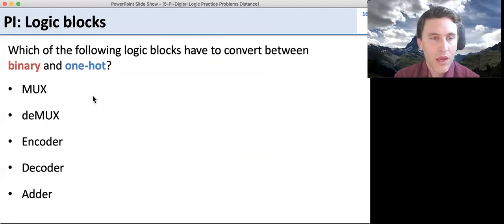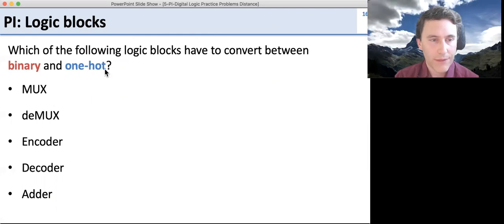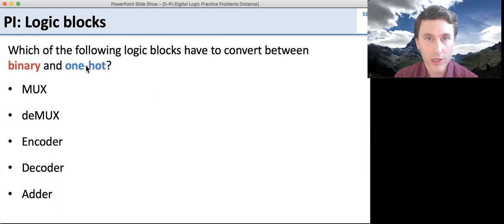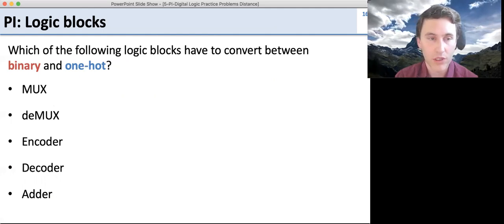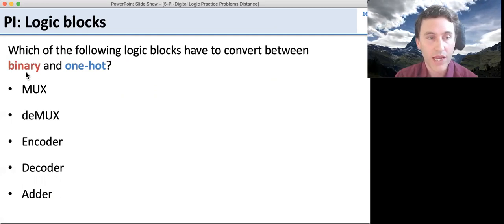Okay. Which of the following logic blocks have to convert between binary and one-hot? So remember, one-hot encoding means you have a bunch of wires, but only one of them is true at a time, and the one that's true indicates the value. So if the second wire is true, it might be a 2. If the third wire is true, it may be a 4, that sort of thing. Binary means you have a binary encoding using the wires. So let's take a look at these.